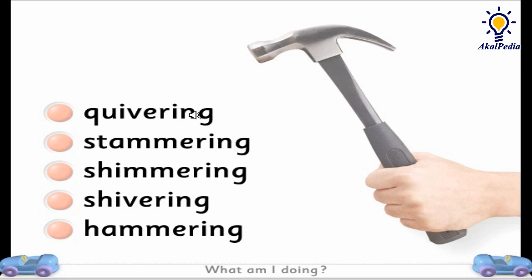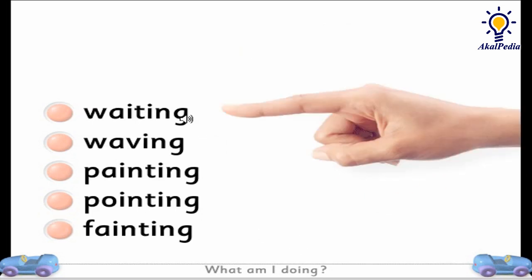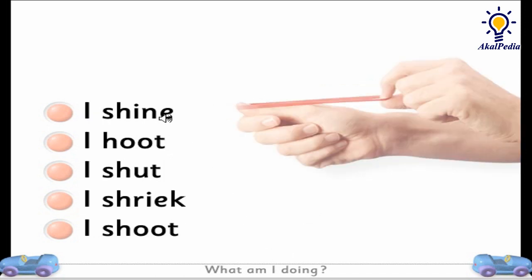What am I doing? Quivering, stammering, shimmering, shivering, hammering. Hammering. What am I doing? Waiting, waving, painting, pointing, fainting. Pointing. Menunjuk. What am I doing? I shine, I hoot, I shut, I shriek, I shoot. I shoot. Tembak. What am I doing?